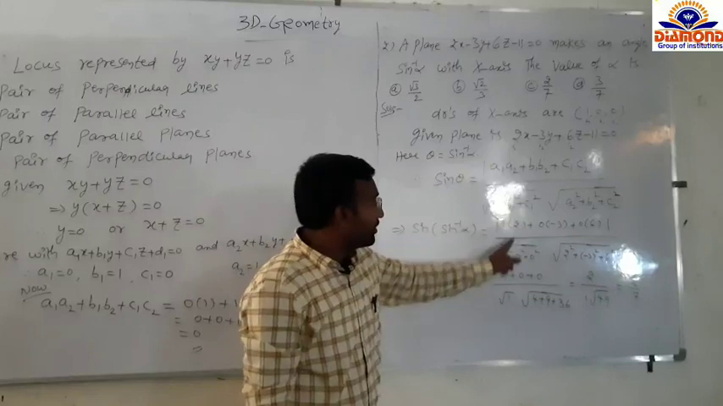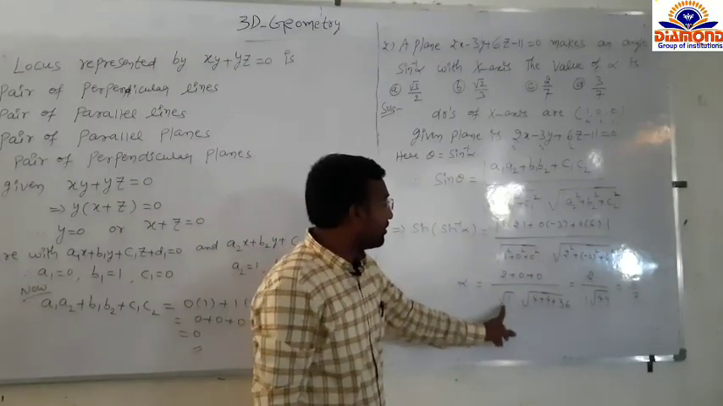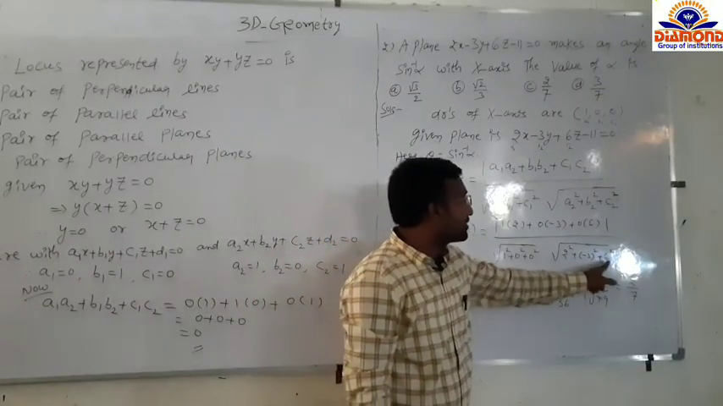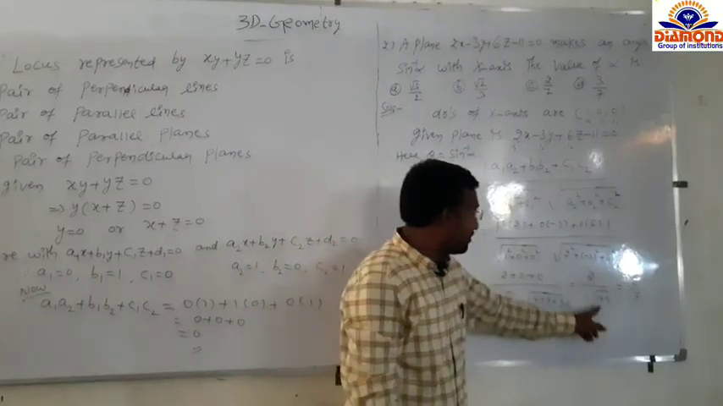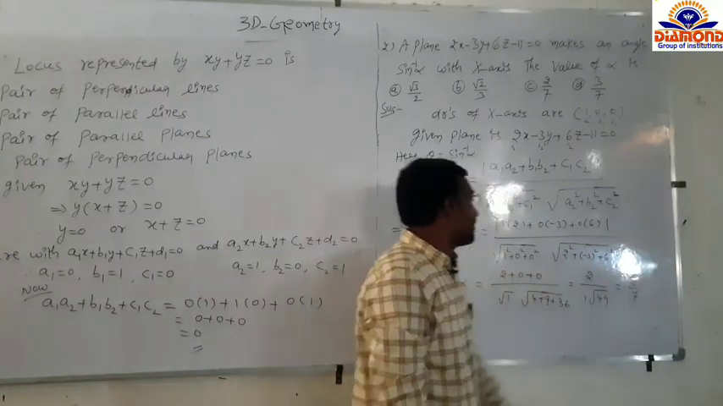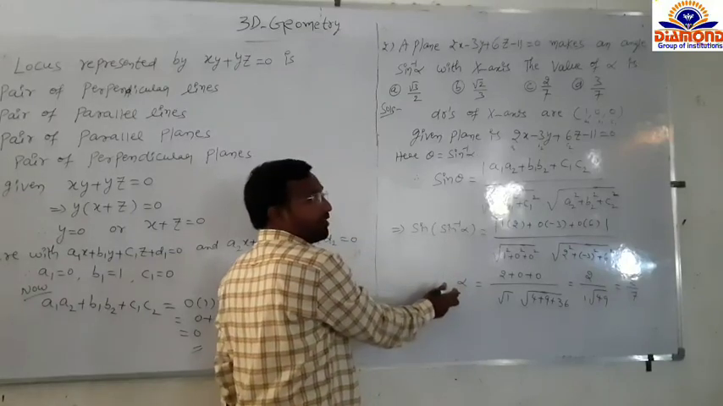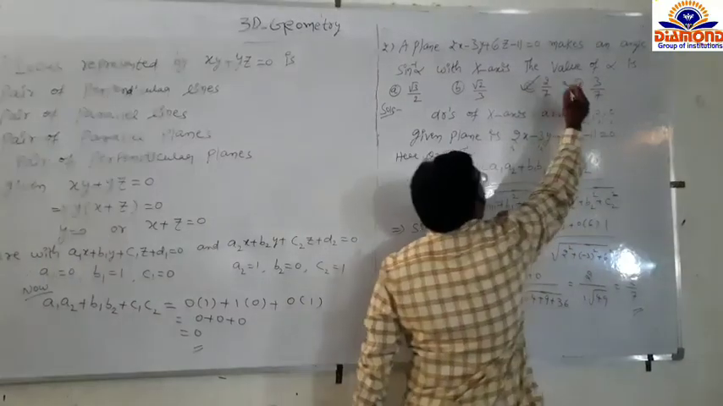So here 1 into 2 is 2, this one is 0, this one is also 0. So 2 by, this one is root 1, this one is root over 4 plus 9 plus 36. Root 1 value is 1 only, so that's why 2 by root 49. Root 49 value is 7, so 2 by 7 is the right answer. So here sin inverse cancels, remaining is alpha. That's why alpha equal to 2 by 7. So option is C.